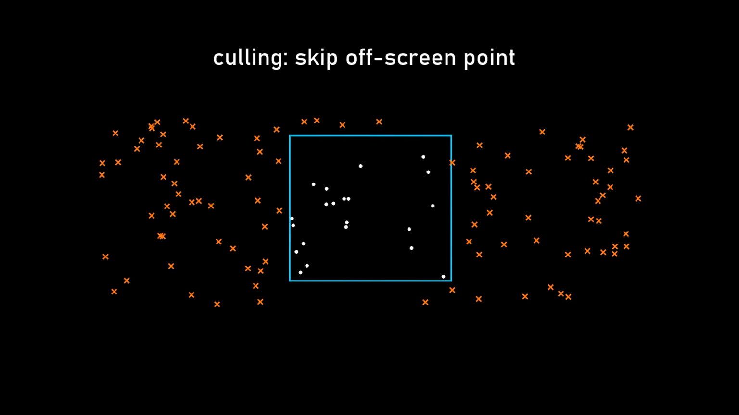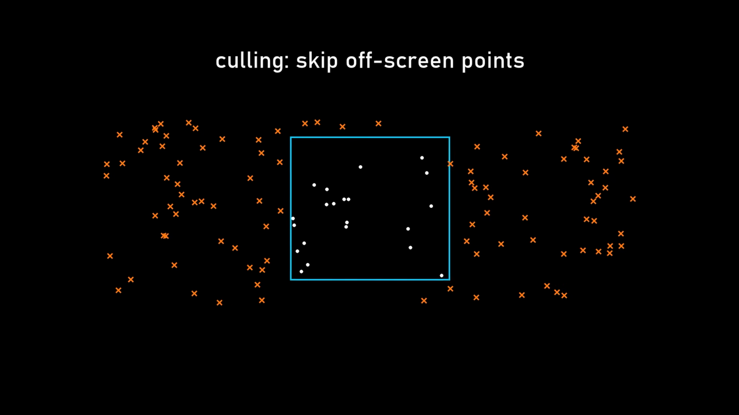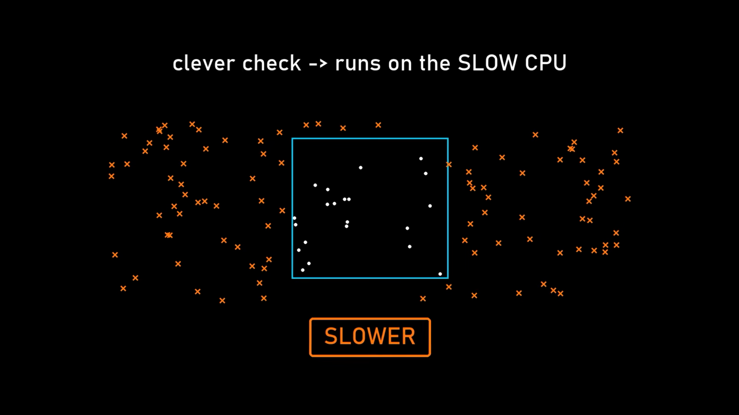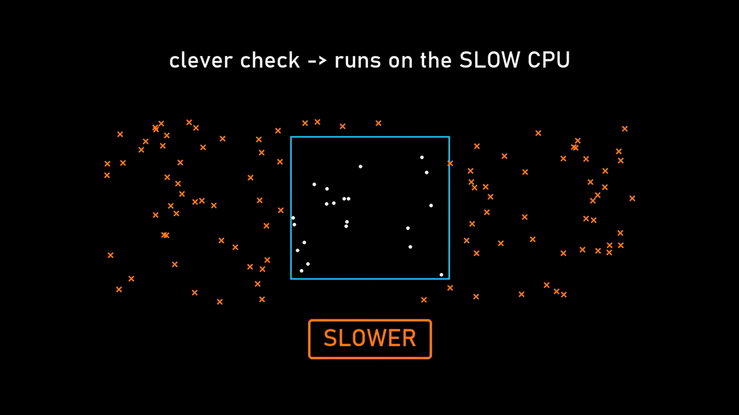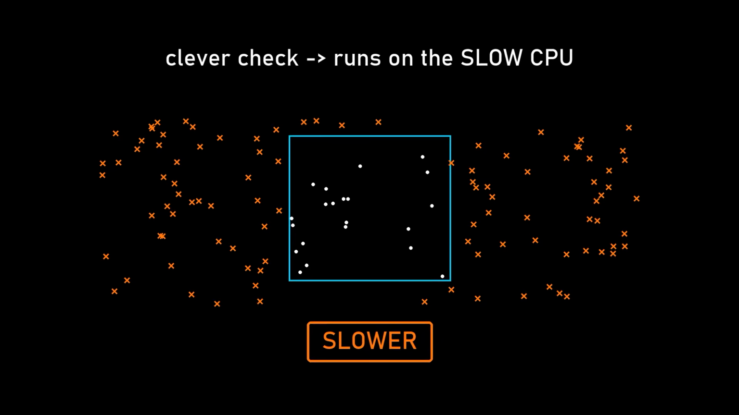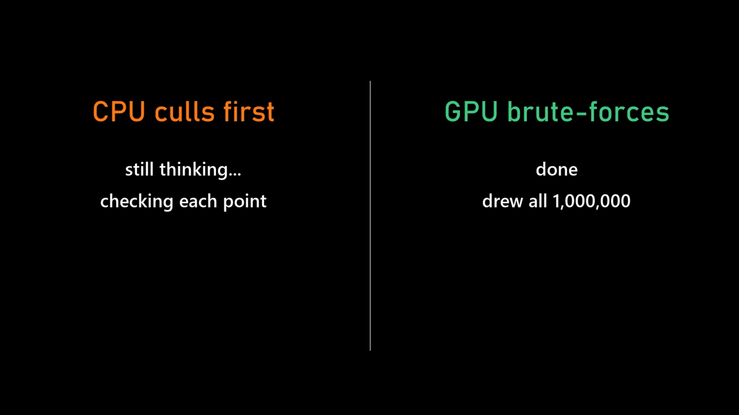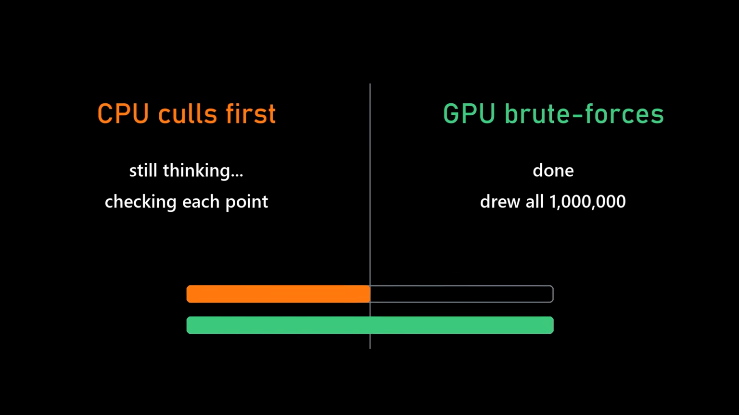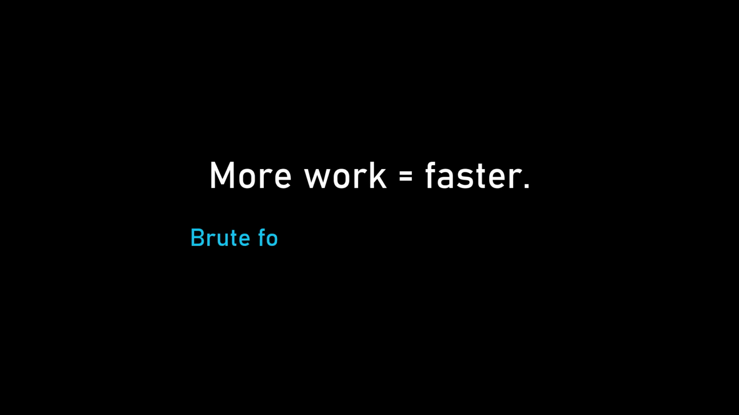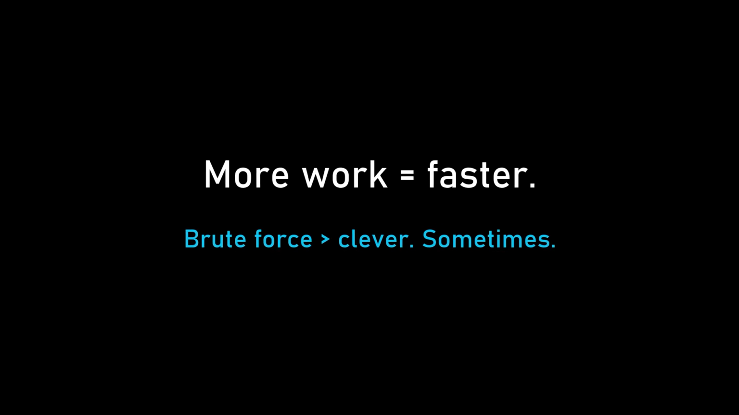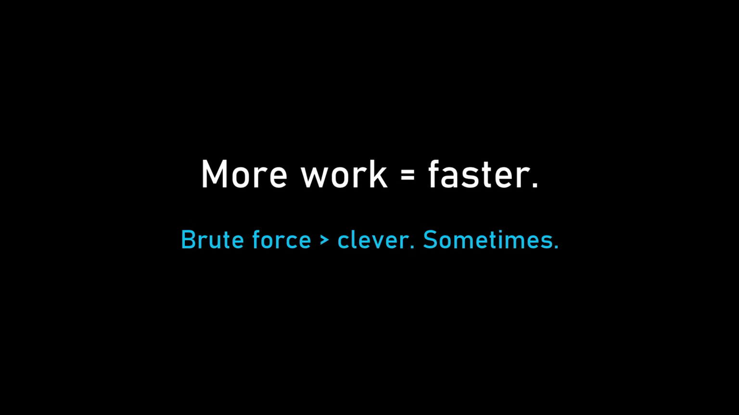Okay, now the insight that flips everything you just learned. You'd think the smart move is to draw fewer points, right? Figure out which ones are off-screen. Skip them. Be clever. That's called culling. And here, it usually makes things slower. Because all that checking, all that being smart, it happens on the CPU, the slow one. Meanwhile, the GPU could have just drawn all million points, including the invisible ones, and finished before the CPU was even done thinking. Let that land. Doing more work is faster, because of where the work happens. The fastest algorithm here is the one that does the least thinking.